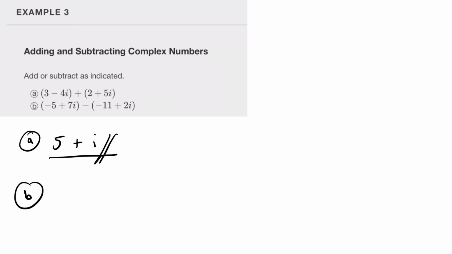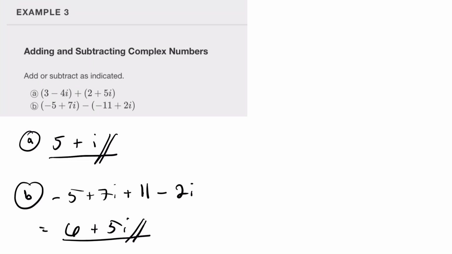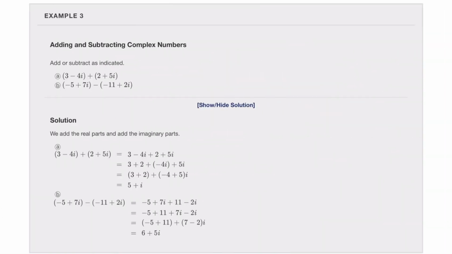I'm going to rewrite part B. So we have this negative 5 plus 7i. If we distribute that negative, that's going to become plus 11 minus 2i, right? That way we have an easier time of keeping track of our signs. So then negative 5 plus 11 is 6. 7 plus negative 2 is a positive 5. So it should be 6 plus 5i. So 5 plus i and 6 plus 5i. And those are correct.